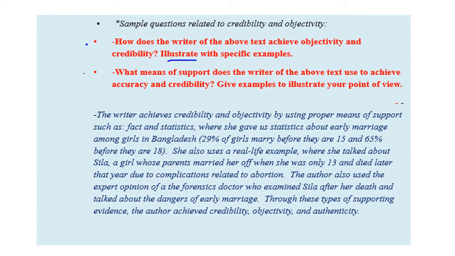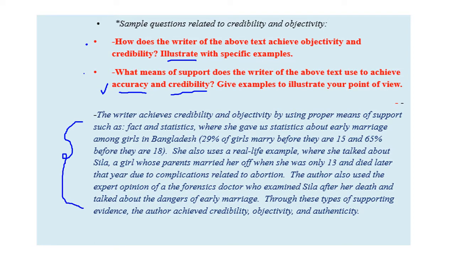Or, what means of support does the writer of the above text use to achieve accuracy and credibility? Accuracy also means the same as objectivity. It means to be correct. Give examples to illustrate your point of view. This is a sample answer from an article about early marriage in Bangladesh.